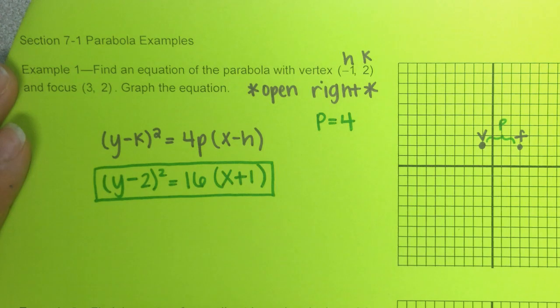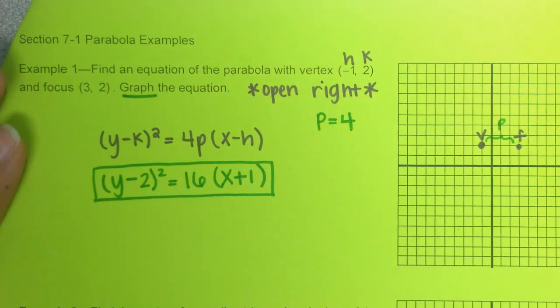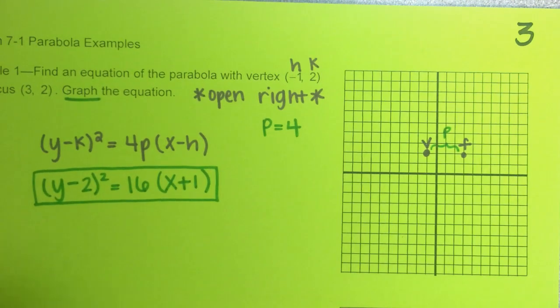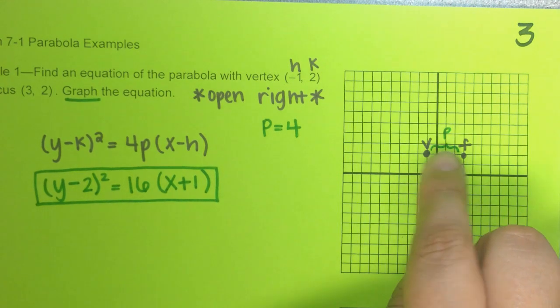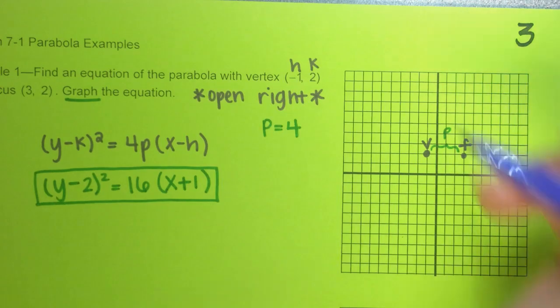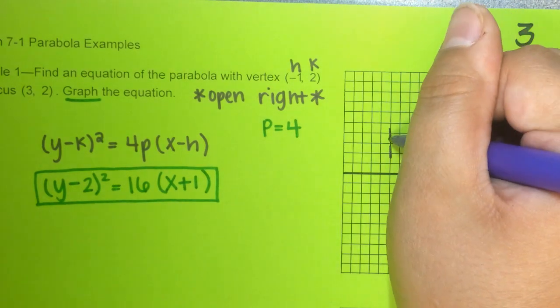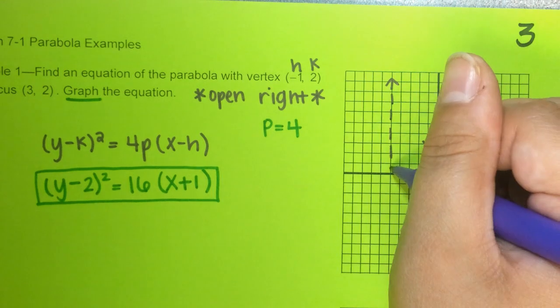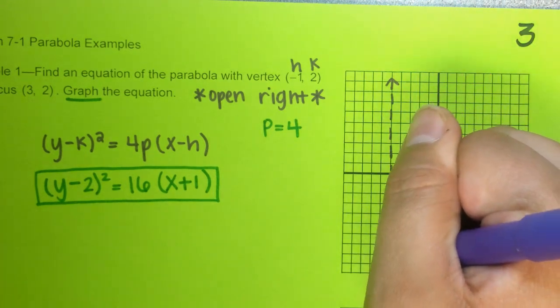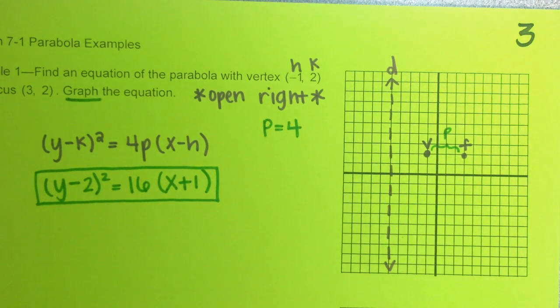Okay, but we're not done, because what else does it tell us to do? Graph. We're almost done, but we're not done. What am I missing on this graph? Your graph always needs 5 things. The vertex, the focus, directrix. How do I graph the directrix? The same distance. If I know this is 4 to the right, what am I going to do to find my directrix? Go 4 to the left. Make sure your directrix has arrows. Make sure it's labeled D.